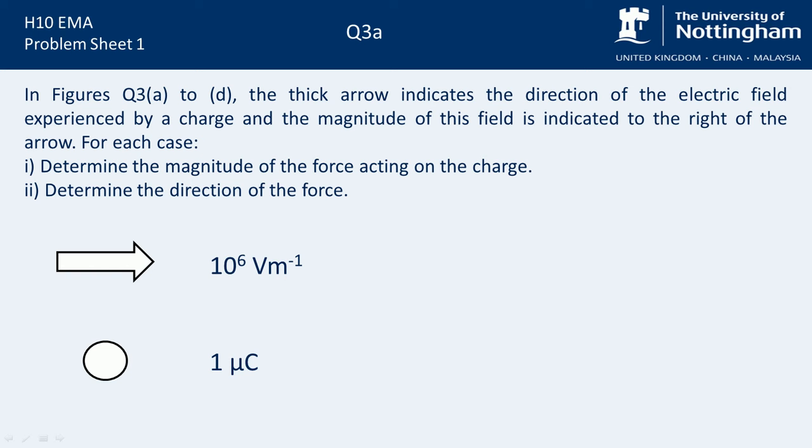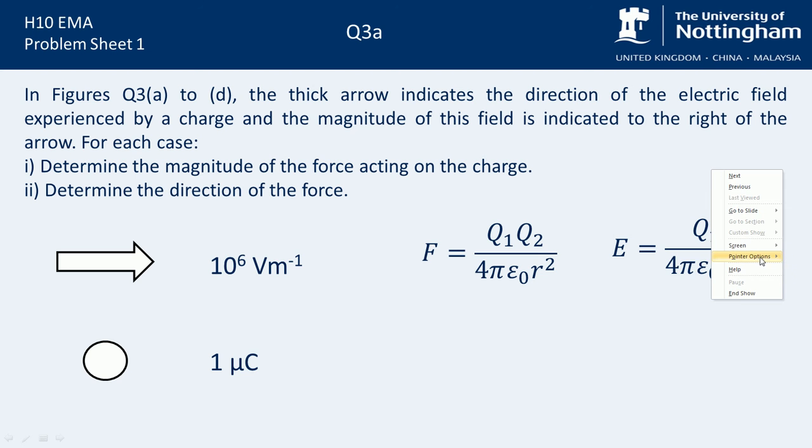Well, we've got two really important equations that we learnt in lecture 2. We've got the expression for the electric force, which is F is equal to Q1 times Q2 all over 4 pi epsilon naught r squared. And we also have the expression for the electric field strength, which is E. And this is Q1 over 4 pi epsilon naught r squared. It's worth saying that these do look very similar.